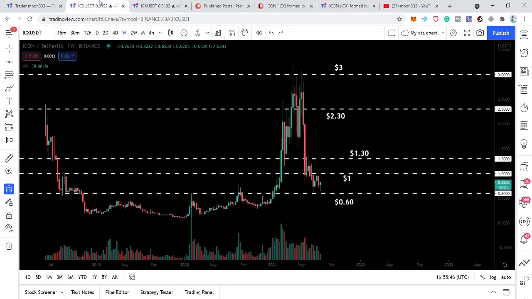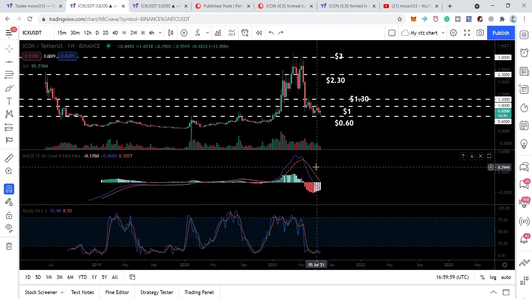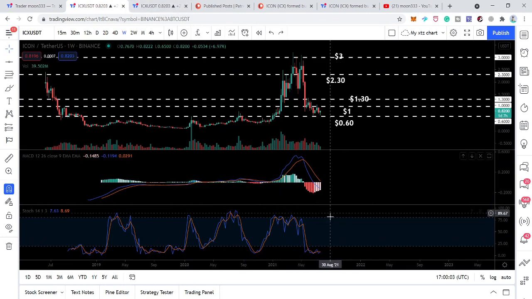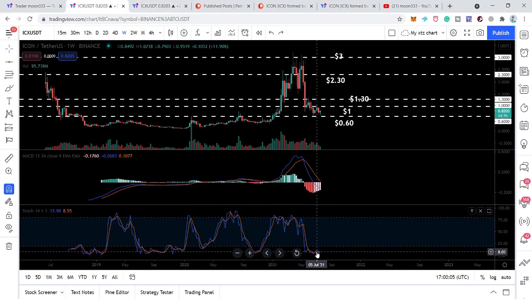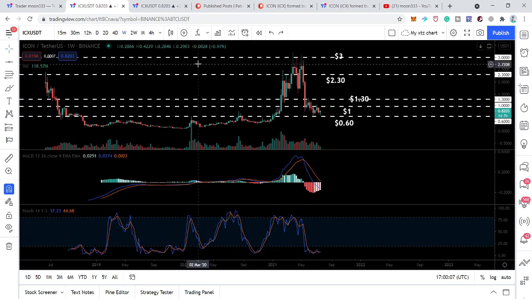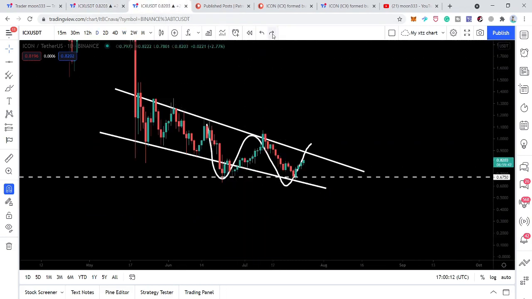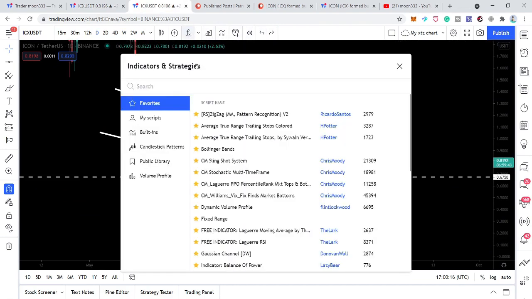On the weekly time frame chart we can see that the oscillators are turning bullish, like the MACD is turning bullish, and stochastic is already oversold, and it's possible that at any time the stochastic on the weekly time frame chart can start moving towards the upside. Now we should take a look at the volume indicator. Let me place the volume here to give you a better understanding.